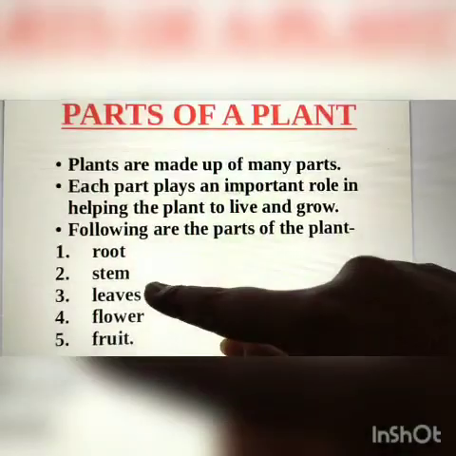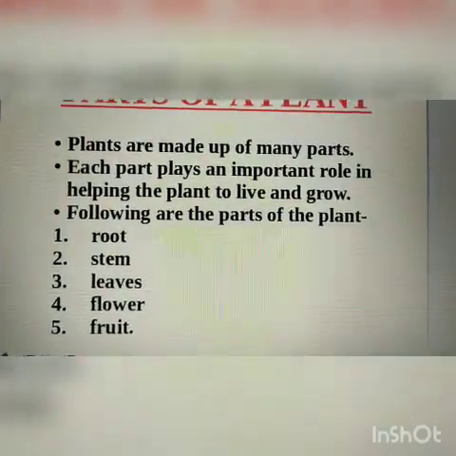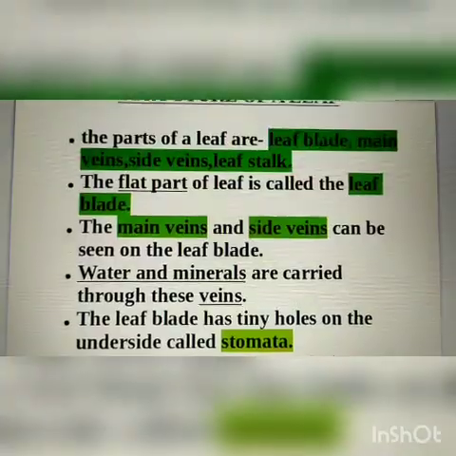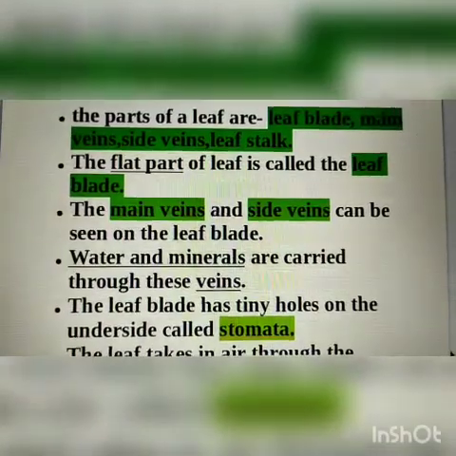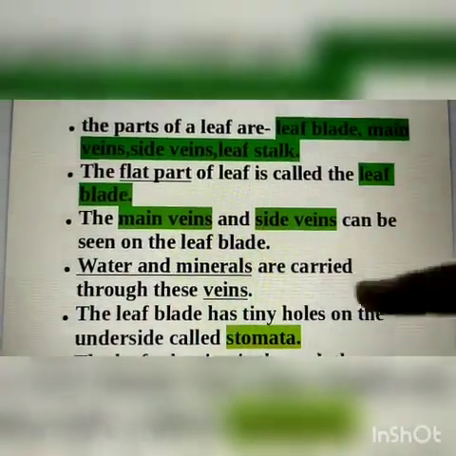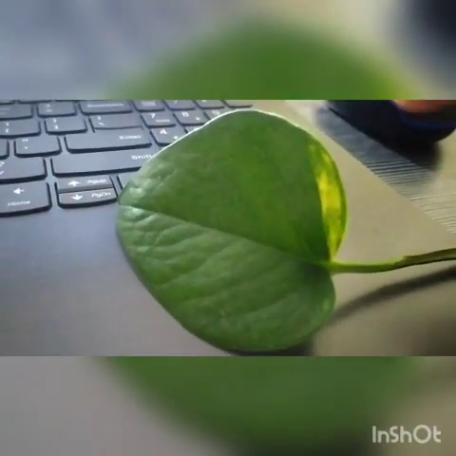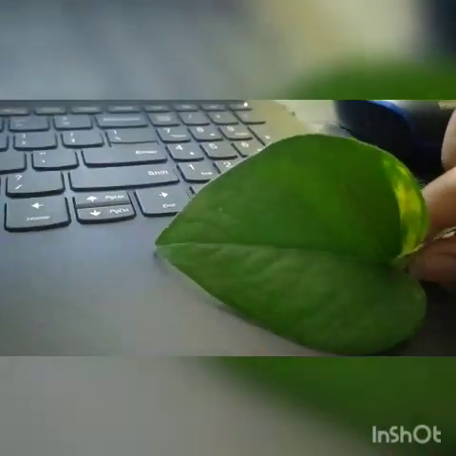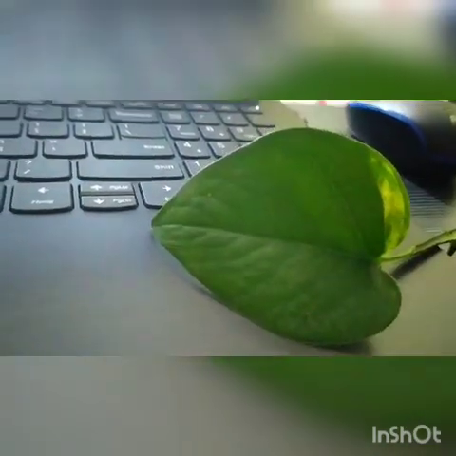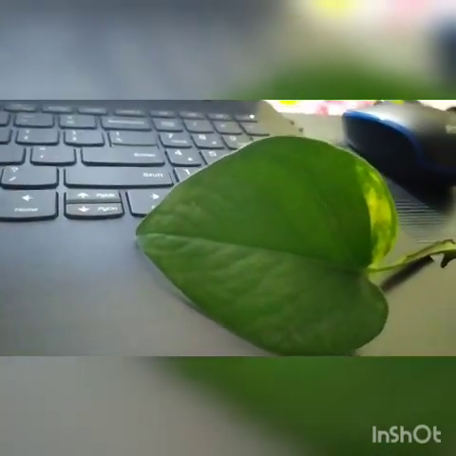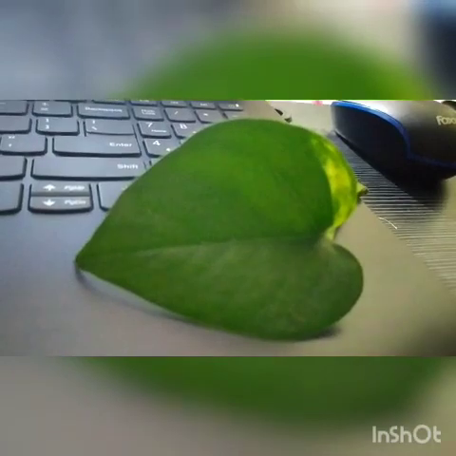Now we'll study the other parts of the plant in the next video. Try to learn the highlighted words like leaf blade, main vein, side veins, stomata, etc. And try to identify these parts of a leaf in an original leaf. You can take any kind of leaf and you can identify the parts of a leaf. Let us try to identify the parts of a leaf.